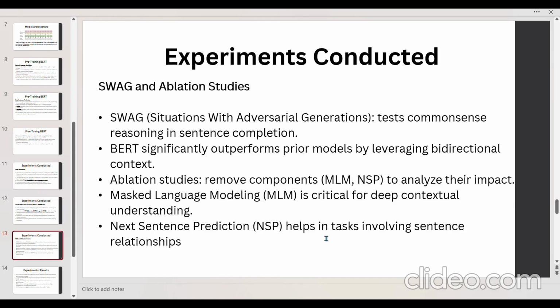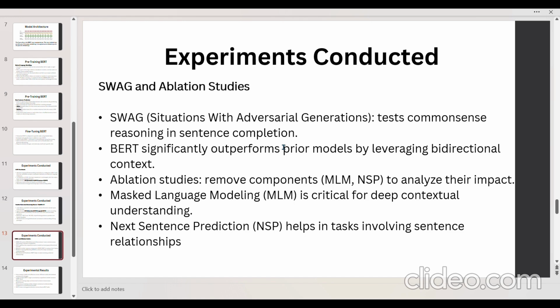The Situations With Adversarial Generations, or SWAG, dataset contains 113,000 sentence-completion examples, and these are supposed to evaluate grounded common sense inference for a model. The task is that, given a sentence, the model has to choose the most plausible continuation among 4 different choices. Here, BERT has significantly outperformed the prior models by leveraging the bidirectional context.